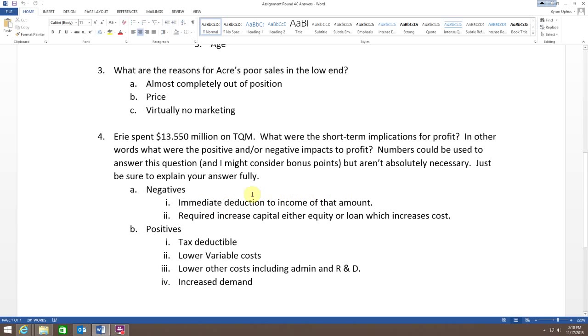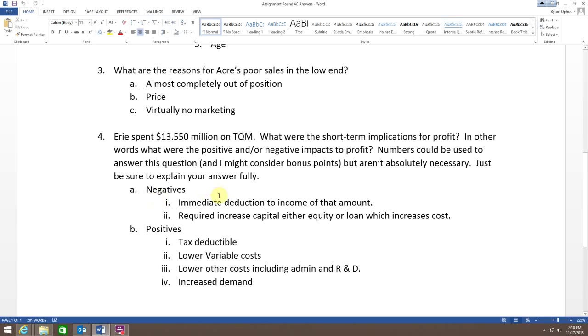What were the short-term implications for profit? In other words, what were the positive and/or negative impacts? I'm trying to give you a hint maybe how to set this up. I looked at a few answers, and nothing special yet. But numbers could be used to answer this question. I might consider bonus points, but they aren't absolutely necessary. Just be sure to explain your answers fully.